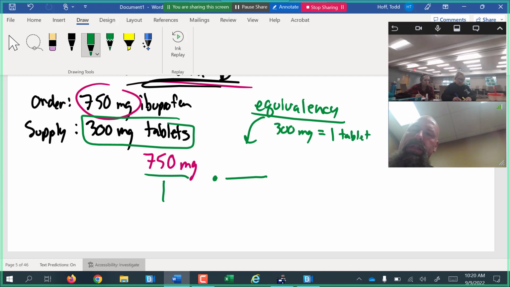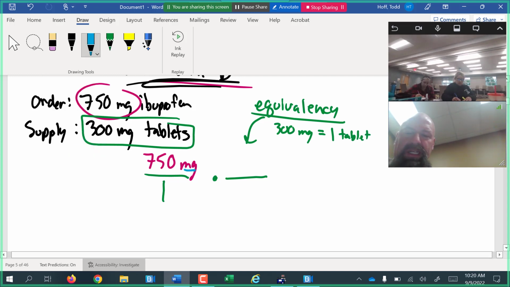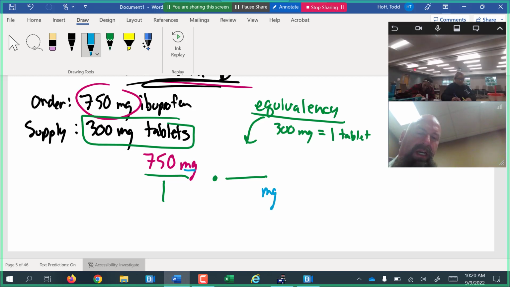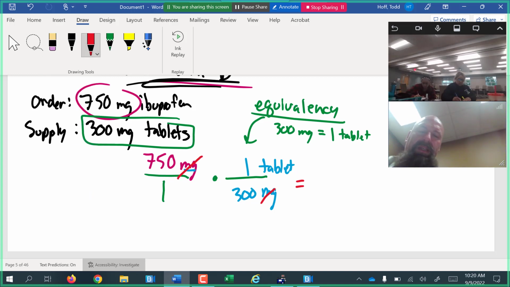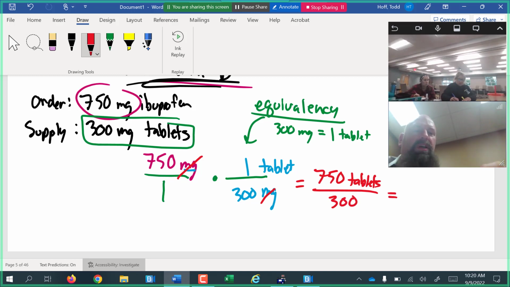Now I need to get rid of milligrams here. I'm canceling out milligrams, so I'll put the milligrams on bottom, so the tablets have to go on top. So 300 milligrams equals 1 tablet. The milligrams cancel out. 750 times 1 tablet is 750 tablets. 1 times 300 is 300, and then we have to divide that out. 750 tablets divided by 300 is 2.5 tablets.